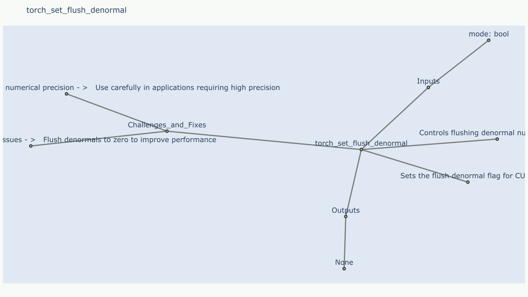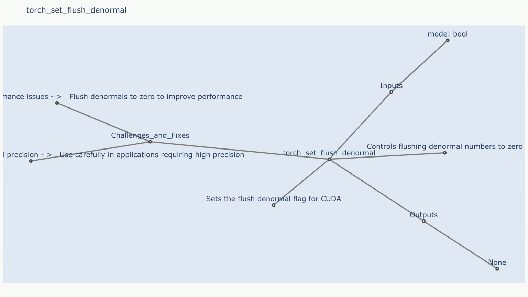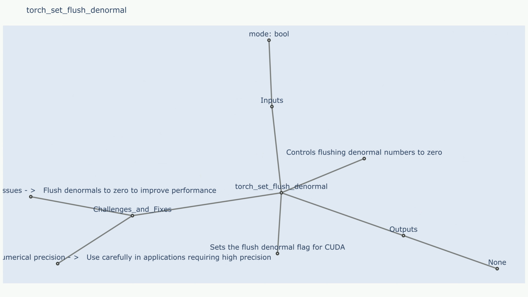Challenge 2: Potential performance degradation. In some cases, flushing denormals to 0 might not result in a significant performance improvement and could even lead to a slight slowdown due to the additional handling of denormals. Sample use case that resulted in challenge 2: working with datasets where denormals are not common.